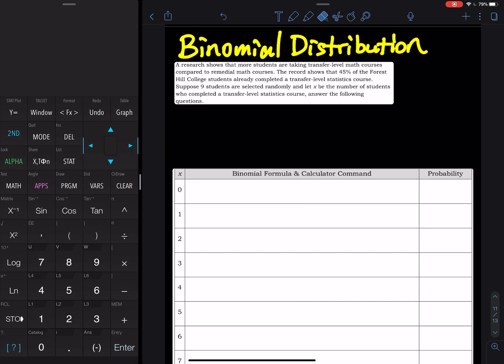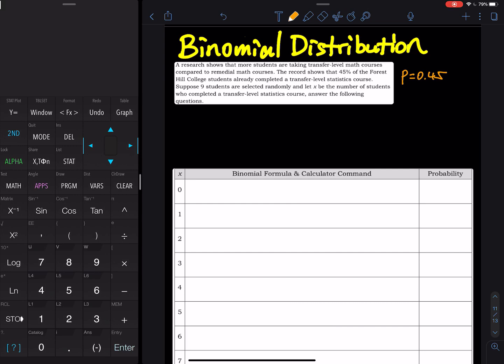Suppose 9 students are selected randomly and let X be the number of students who completed a transfer level statistics course. Answer the following questions. So this is a binomial problem. How do you know? So the probability, P, equals 0.45. We call this a success rate because 45% completed a transfer level course. They took a stats course.